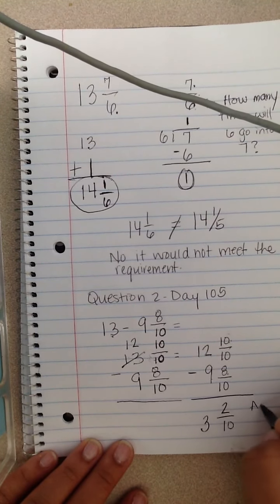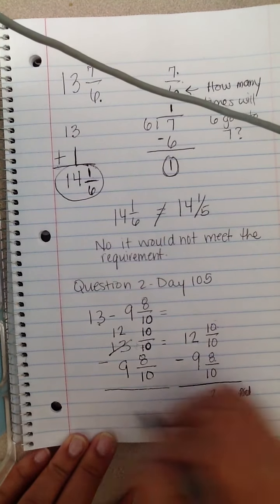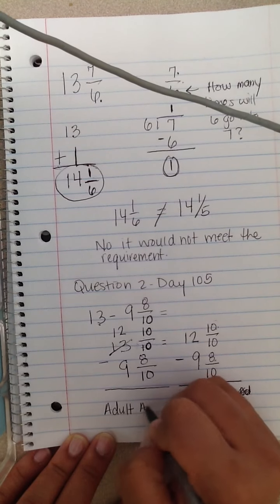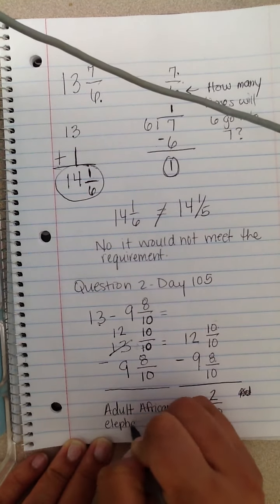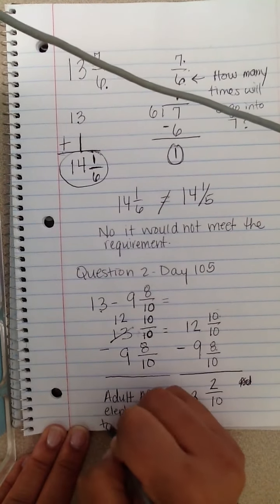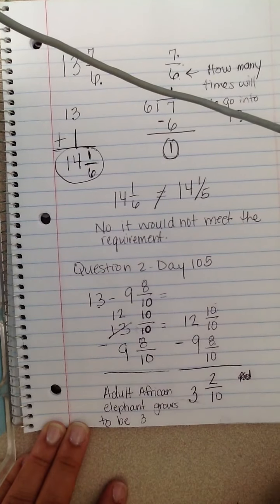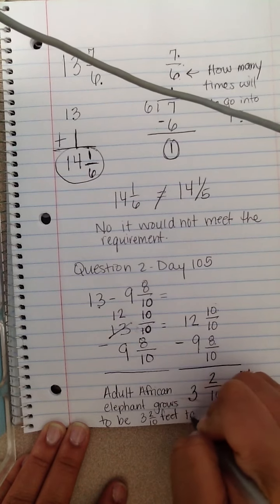So the adult, I'll rewrite that over here so you can see. The adult African elephant grows to be 3 2/10 feet taller.